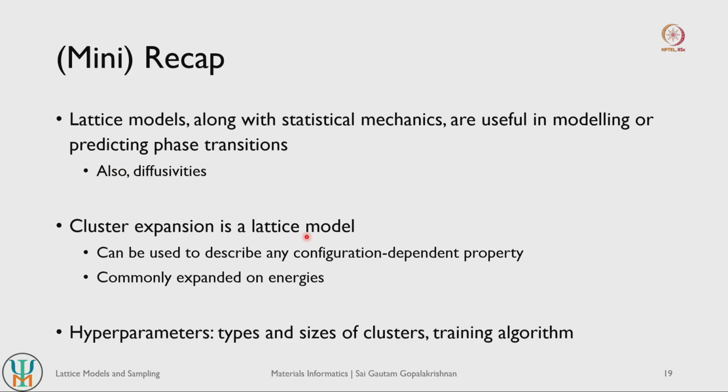We looked at a specific example of a lattice model, which is a cluster expansion, that can be used to describe any configurational dependent properties and is commonly expanded on energies. And we also looked at some of the hyperparameters associated with the cluster expansion construction itself. So in today's lecture we will be looking at Monte Carlo and how sampling techniques are generally useful to combine statistical mechanics along with lattice models.